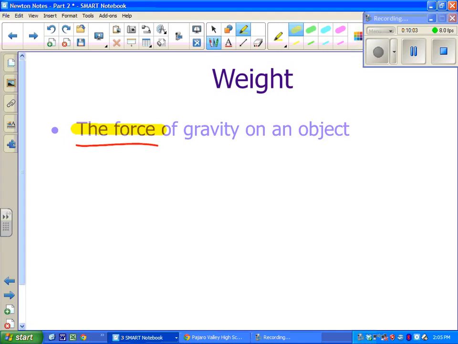And we said if you stand on a scale to measure your weight, what you're really measuring is how hard gravity is pushing down on that scale. Because if you push harder on the scale, it's going to read higher.